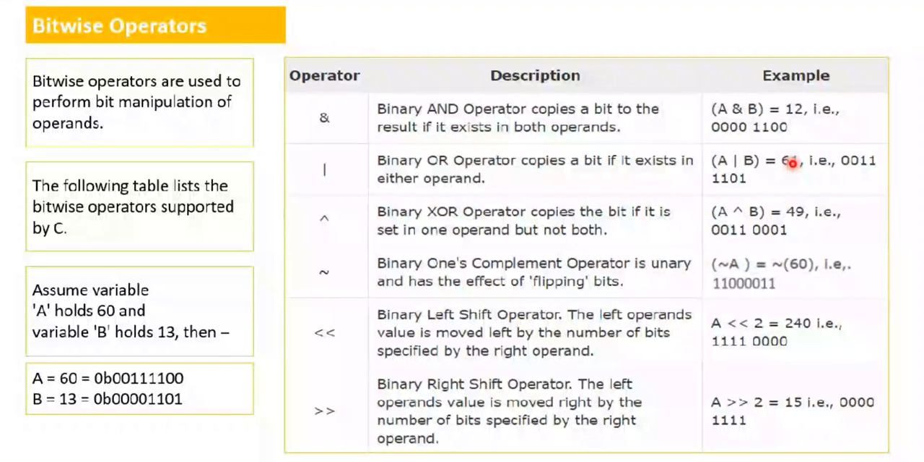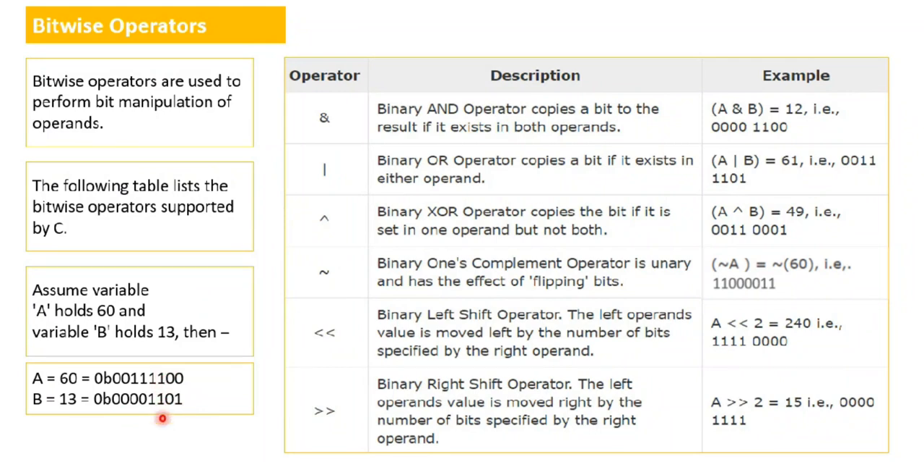So it copies the bit if it is set in one operand but not both. Basically, the XOR operator gives true, or 1, if the operands are not the same. If you remember the XOR gate truth table, then for inputs A and B, Y will be high if the operands are not equal. That means if A and B are 0 and 1, then the output will be high.